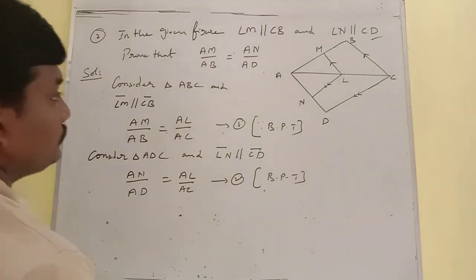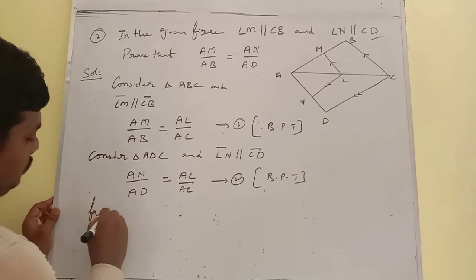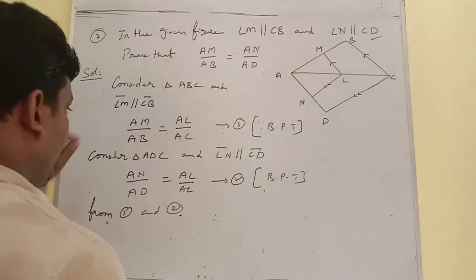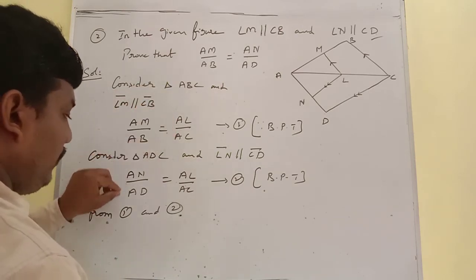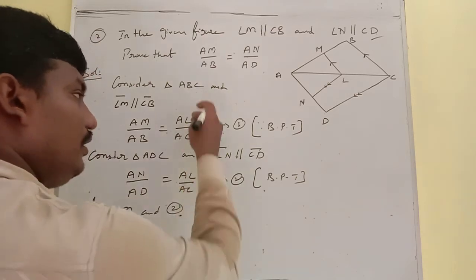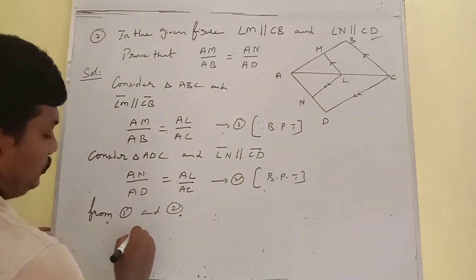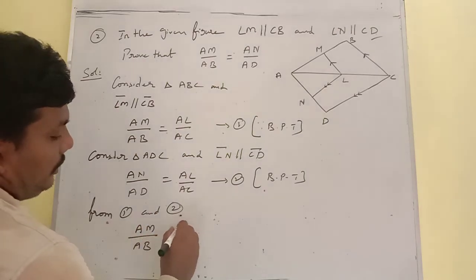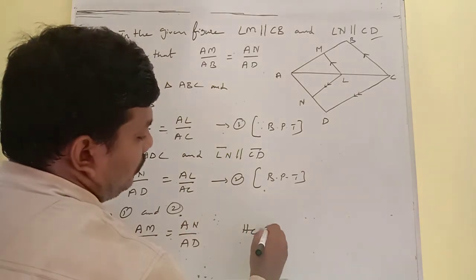This is also the same basic proportionality theorem. Now from equations 1 and 2, AM by AB is equal to AL by AC. In the same way, AN by AD is equal to AL by AC. Here the RHS parts are equal, AL by AC. Therefore, we conclude AM by AB is equal to AN by AD. Hence it is proved.